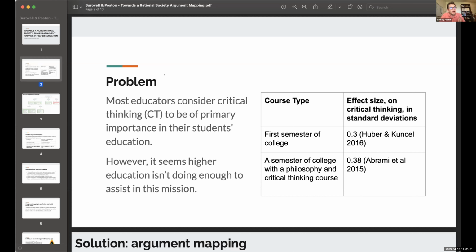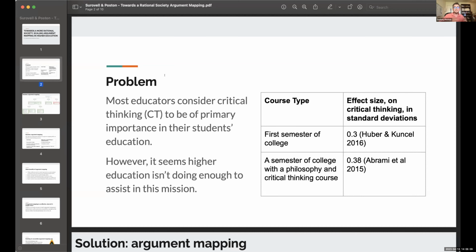Second, that to get argument mapping widely adopted, it needs to be brought up to federal accessibility standards. Third, we'll discuss how we've taken steps towards achieving these goals with the argumentation application. And lastly, we'll explore how adopting argument mapping in higher education might contribute to a more rational society.